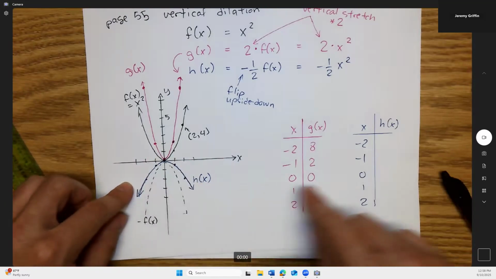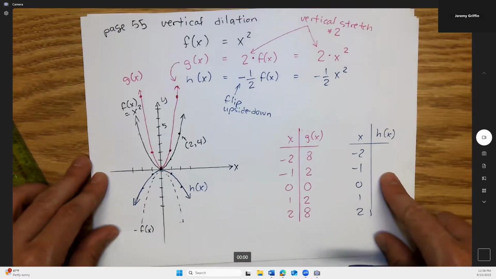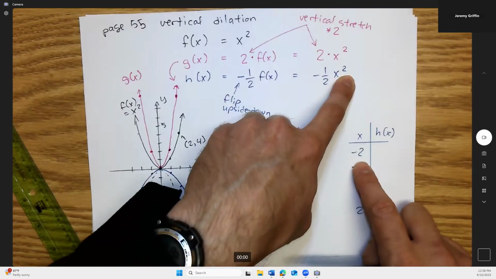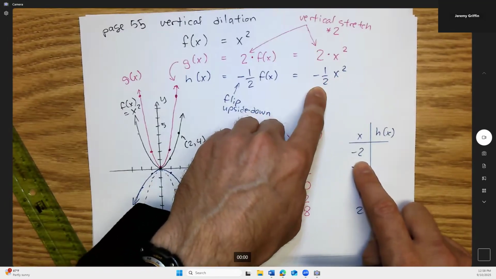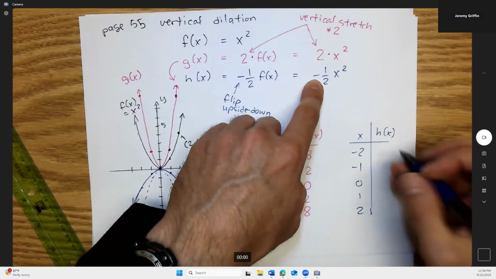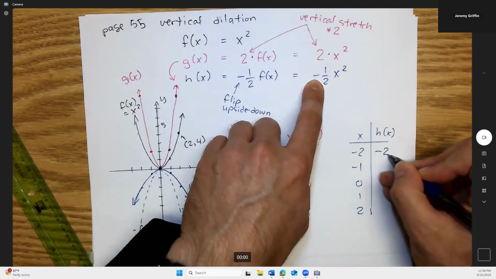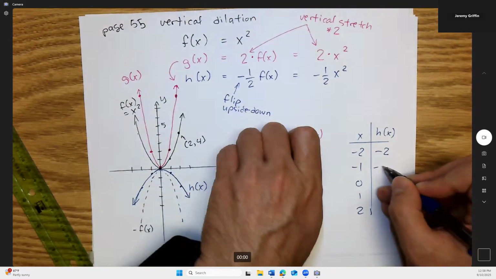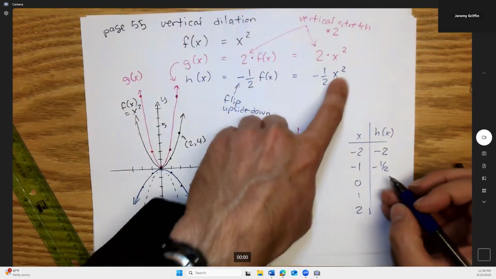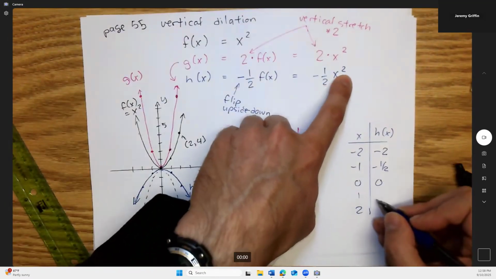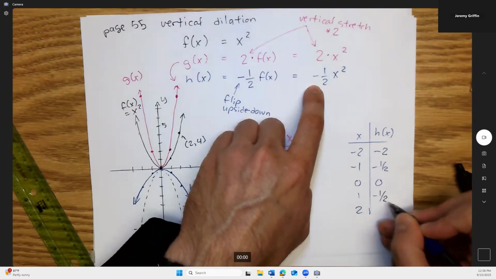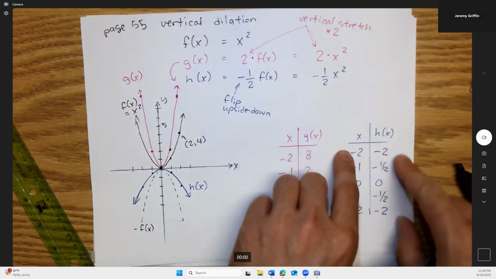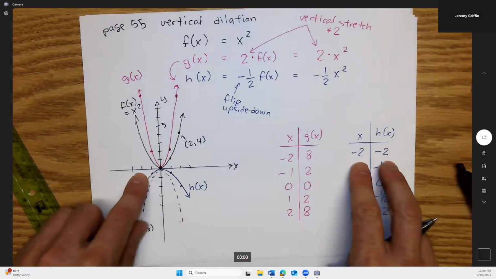Is this really the function? Does this really work? Let's see. If I plug in -2 here, -2 squared is +4. Half of that would be 2, and it's also negative, so it should be getting -2 overall. If I plug in -1, squared that is +1, then half that, of course, is -1/2. If I plug in 0, the whole thing zeroes out. 1 squared is 1, -1/2. And then 2 squared is 4, -half of that brings me to -2.